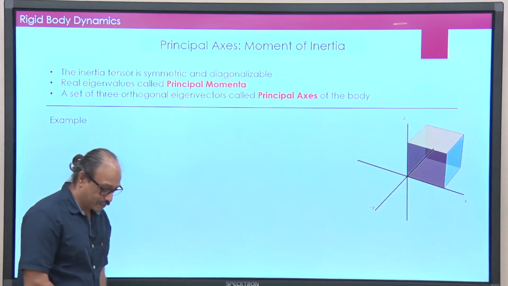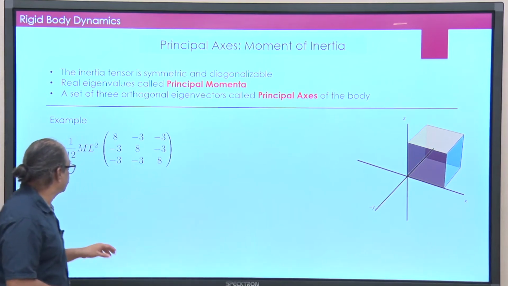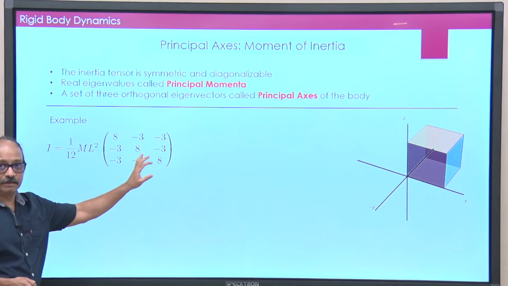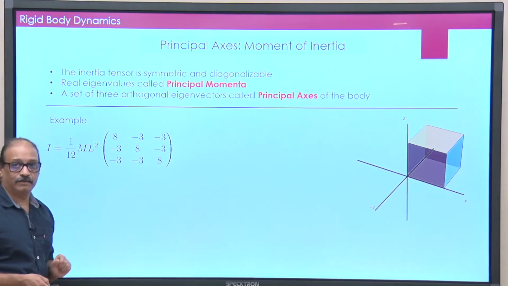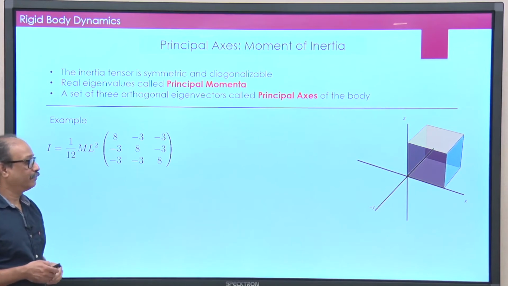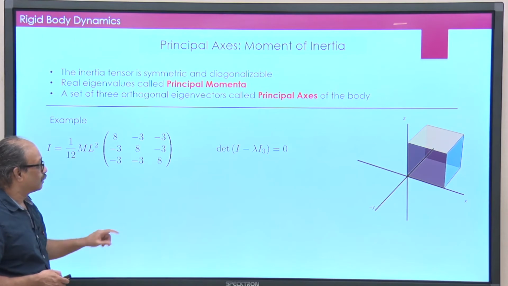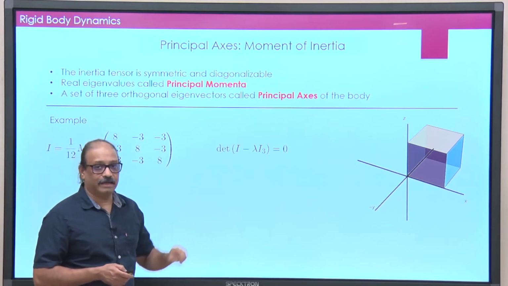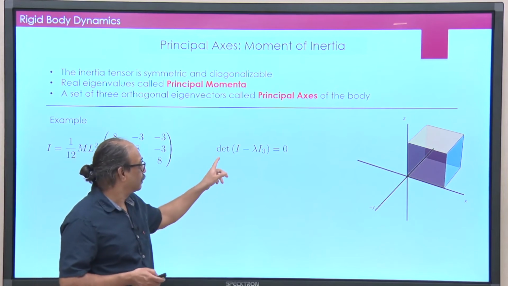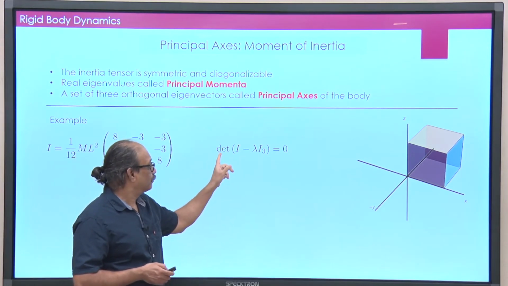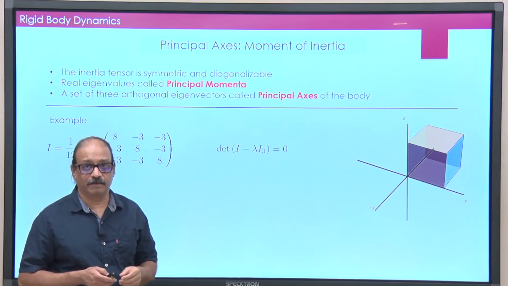Go back to this cube example. Now, we already have this moment of inertia tensor or matrix. I want to find the eigenvalues and eigenvectors of this. How do we do that? Basically, if lambda is an eigenvalue, then it must satisfy this relationship. The characteristic polynomial of this matrix would be determinant of I minus lambda I 3 must be equal to 0.